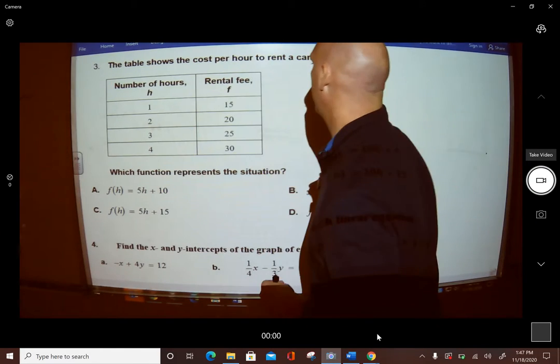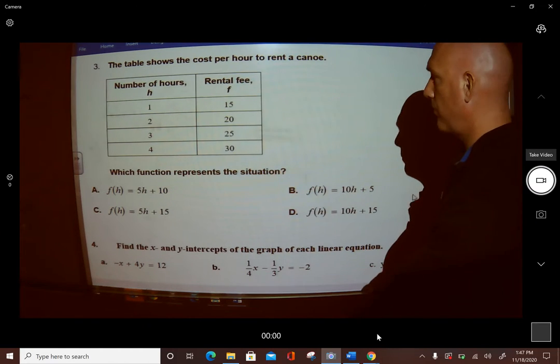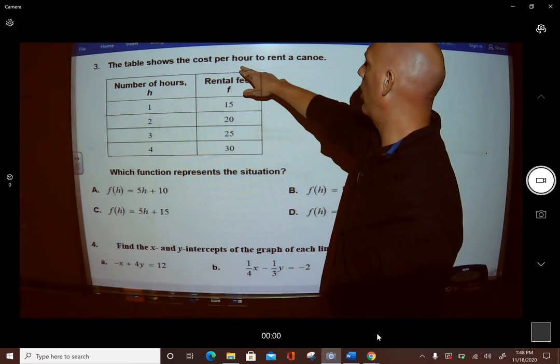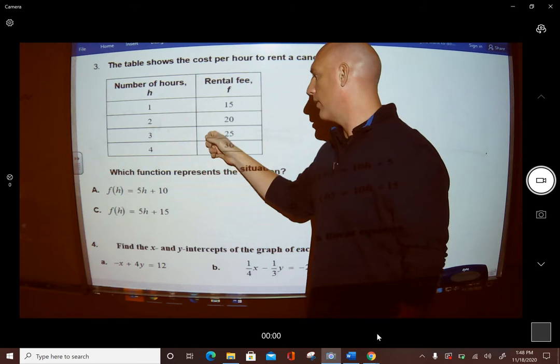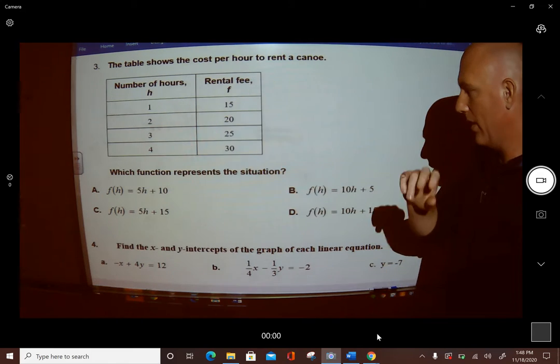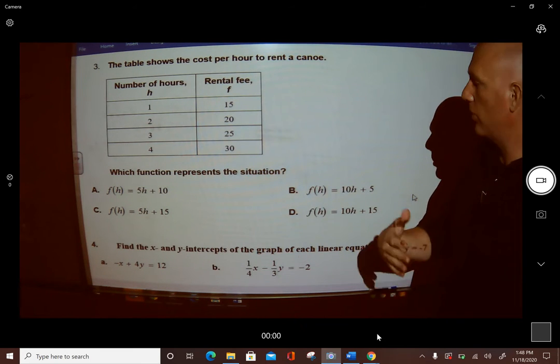Hey guys, so we're going to be continuing on to review with number 3. We've got a table here that shows the cost per hour to rent a canoe. 1 hour is 15, 2 hours 20, 3 is 25, 4 is 30. We need to write a function that represents this.